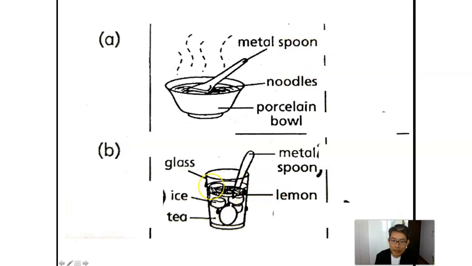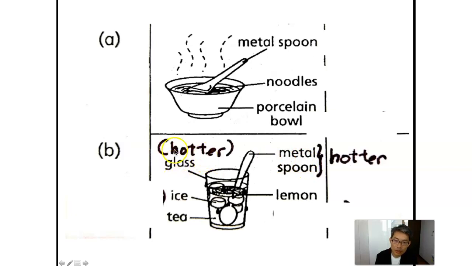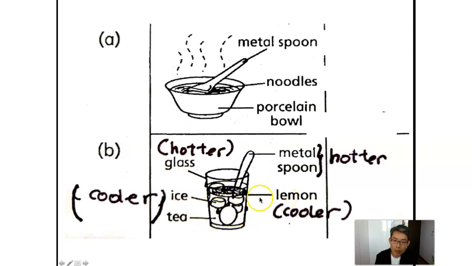Similarly, in this case here, it's slightly more tricky though. Iced tea, metal spoon. In this case, the metal spoon will be the hotter surrounding because it was at room temperature at first. Just like the glass, also hotter. But how about the liquid here? The iced tea, which means the tea and the ice and the lemon are all the cooler objects here. And when that happens, it means that this will be gaining heat.